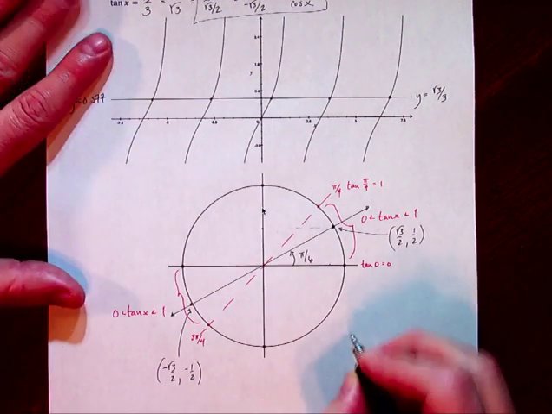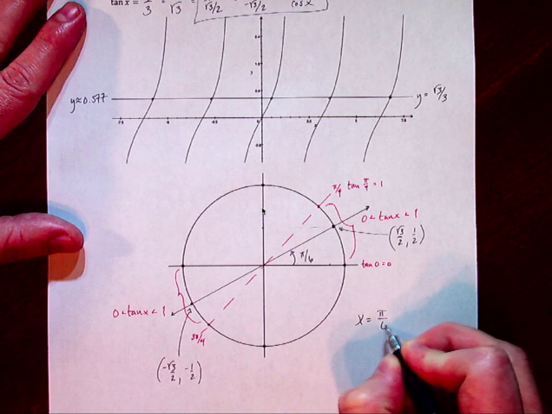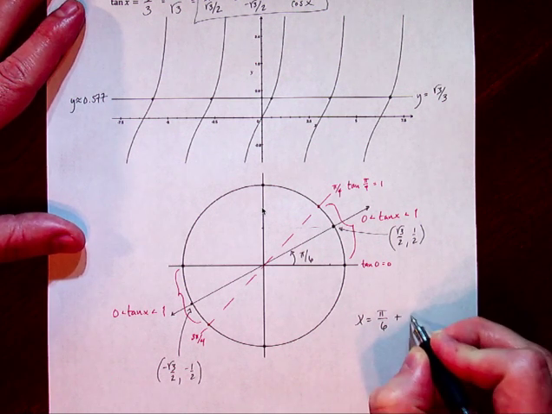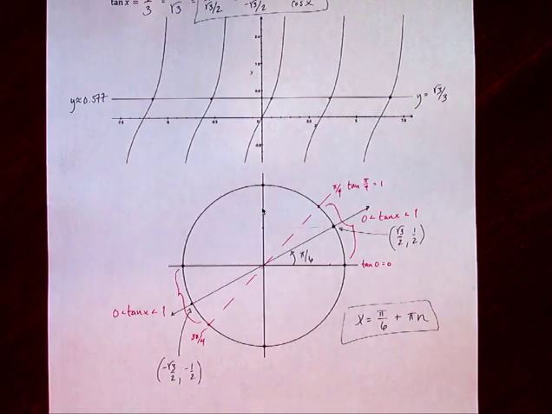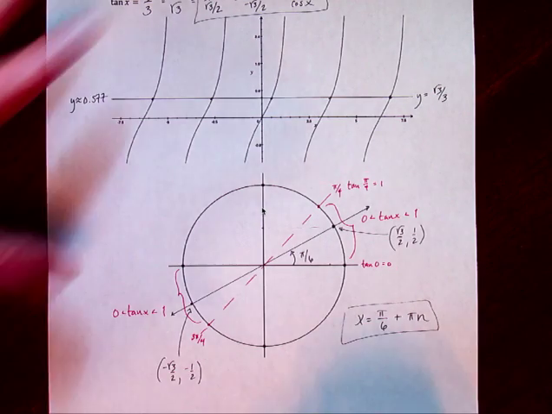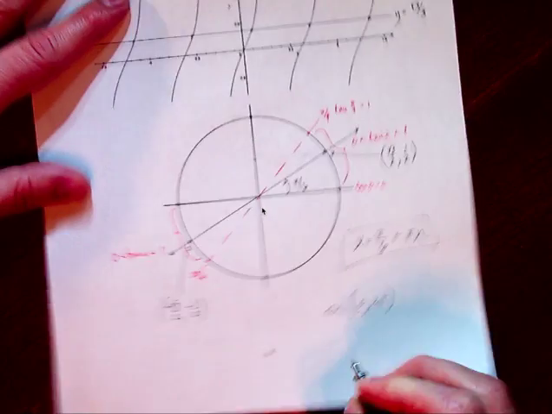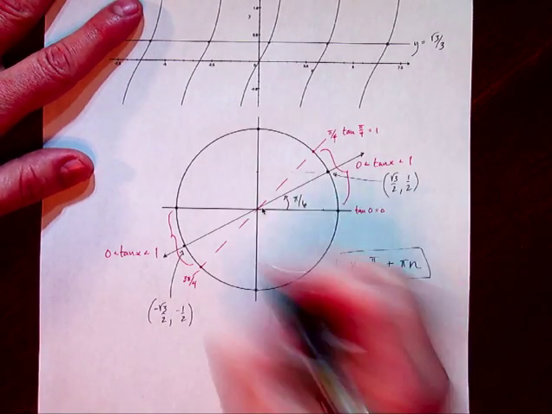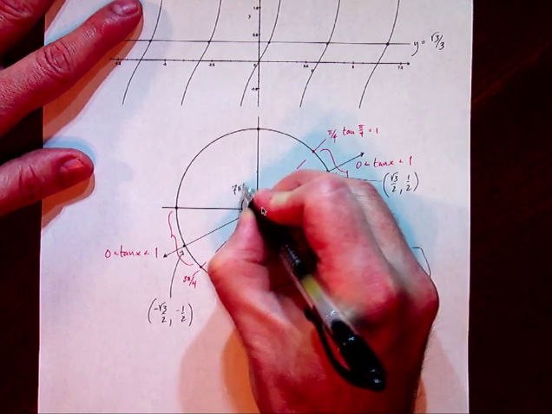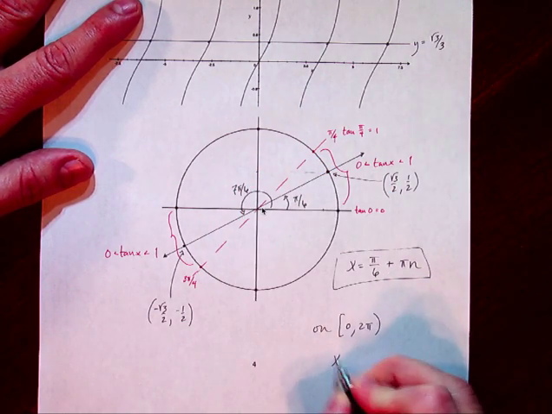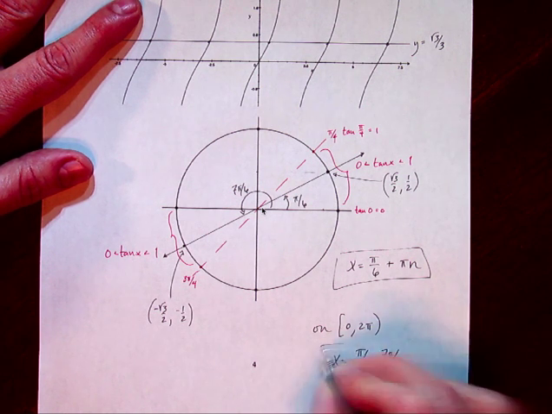And so our answer here is x is equal to pi over 6, not plus 2 pi n, but plus pi n, if we're looking on the implied domain. If we're looking on 0 to 2 pi, we would, of course, just include these two values, just the pi over 6 and just the 7 pi over 6. So pi over 6 and 7 pi over 6, and there we go.